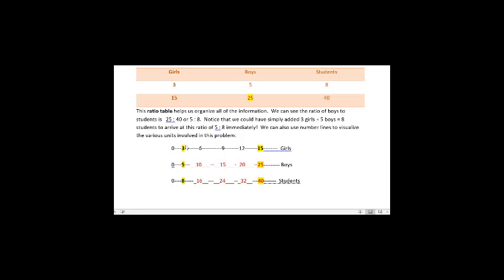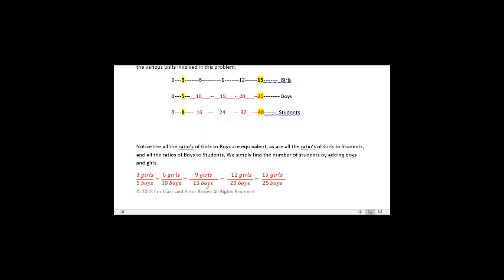The same ratio, double this, 6 girls, 10 boys, would give us 16 students, etc. This is the one we did, 15 girls, 25 boys, 40 students. Now notice this. 3 girls to 5 boys is the same thing as 6 girls to 10 boys is the same thing as, these are all the same. All these ratios are the same.